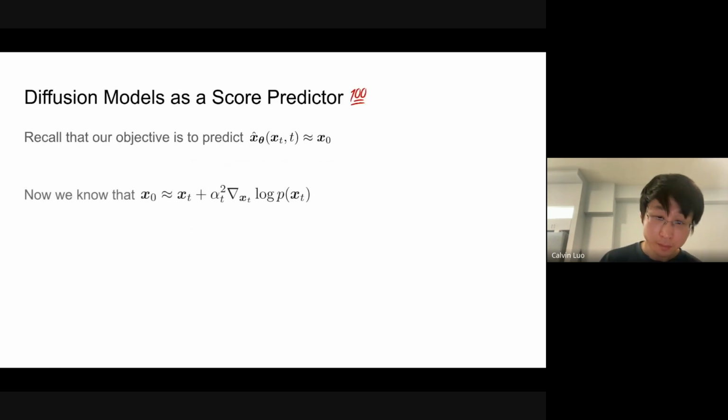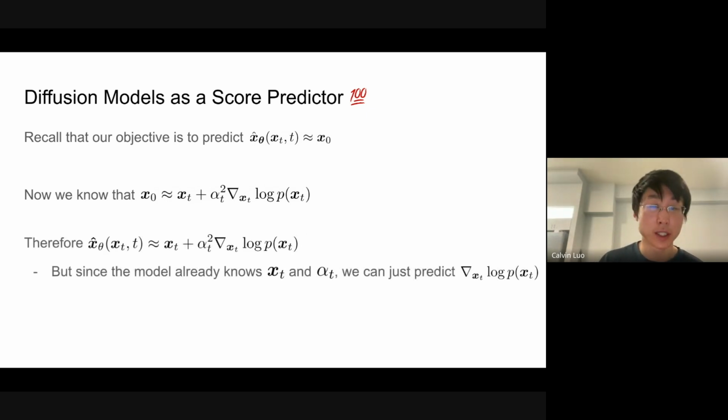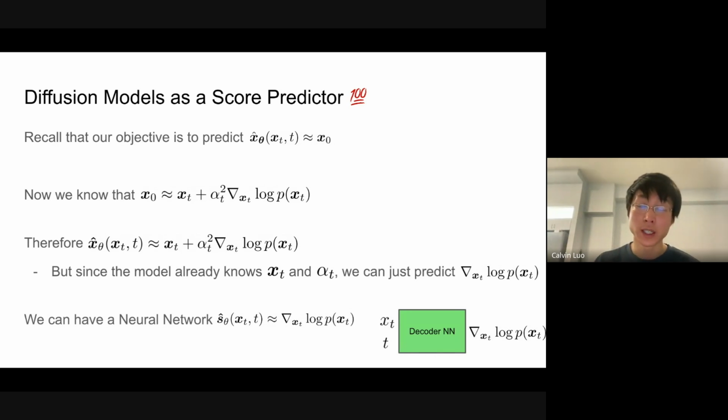And now with this in hand, our original prediction is trying to predict the clean image x0. Now that we know through Tweedie's formula that there's this reformulation, we can plug it in. We can say that our diffusion model is actually trying to predict xt plus alpha t squared times this score value. But since xt is provided as an input, and alpha t is also known, it's not learnable, we can just make a prediction on this unknown score term. So we can shortcut this by learning a diffusion model that predicts a score estimate given xt.